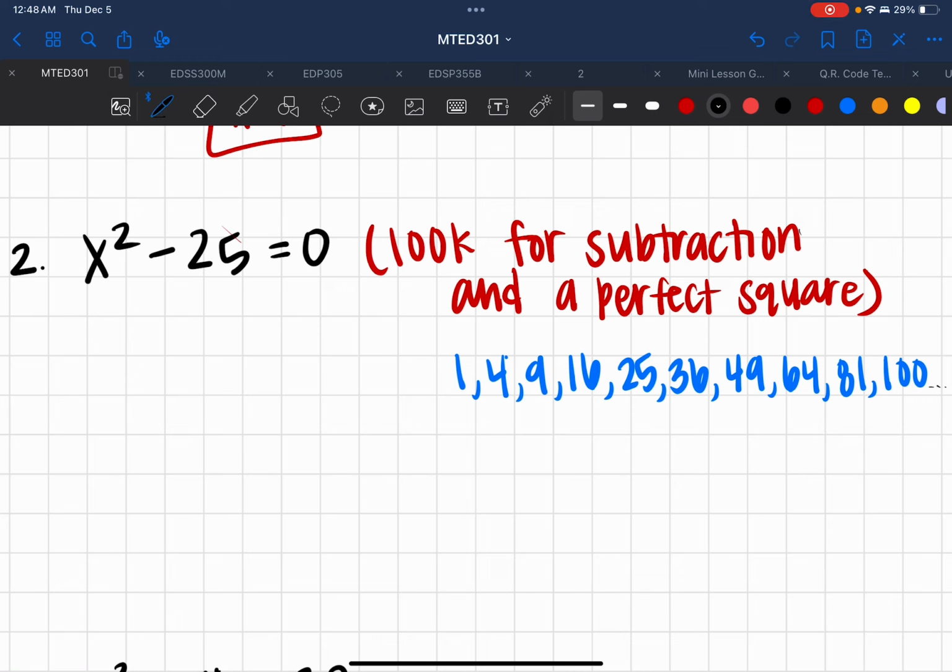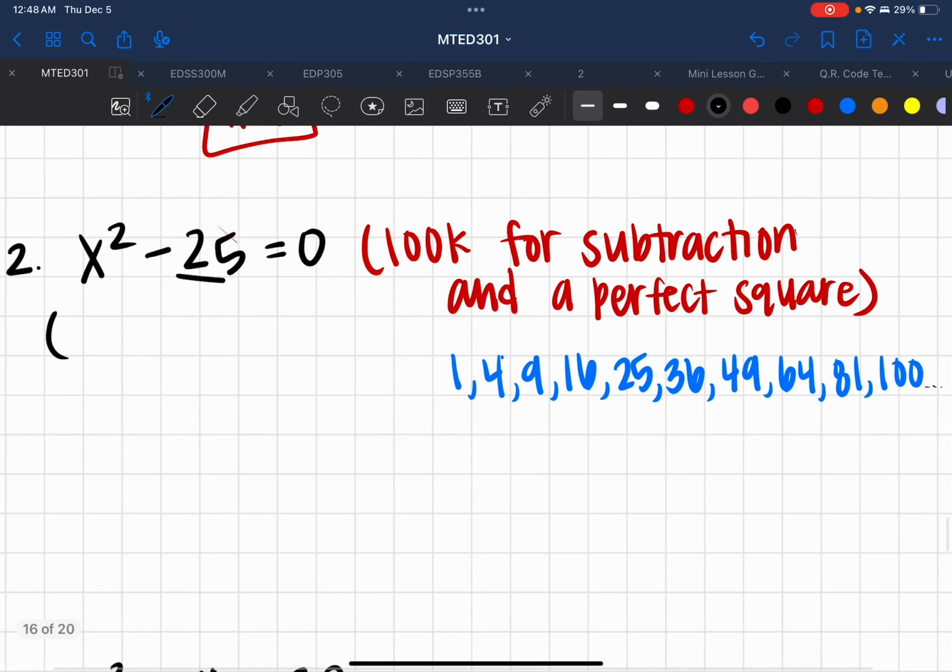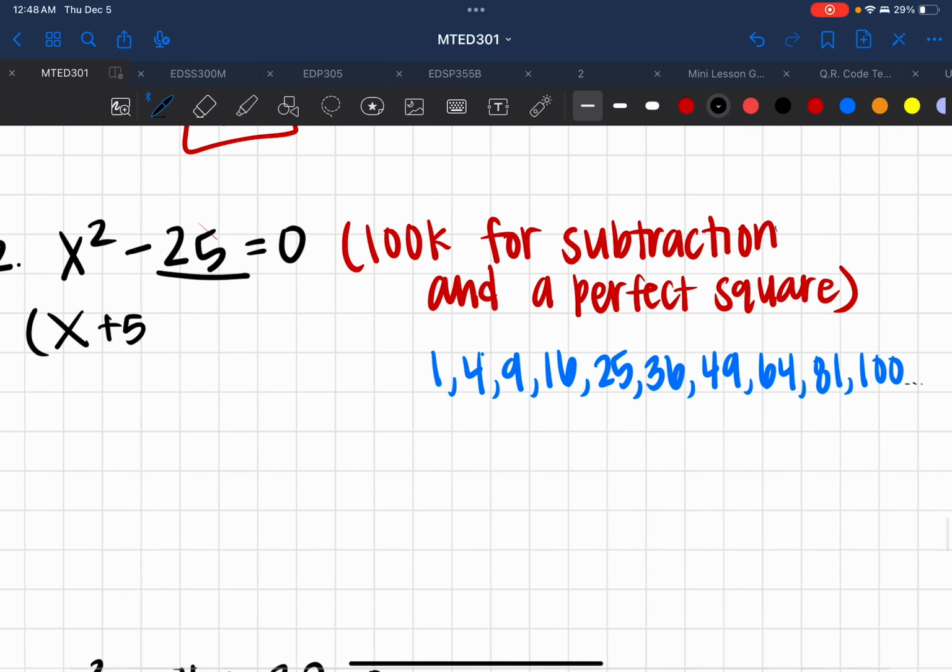So when doing the difference of squares, we know that our factors are just going to turn it into the square root of that term there. So we know that it's going to be x plus 5 times x minus 5. Again, because plus or minus 5 is the square root of 25.